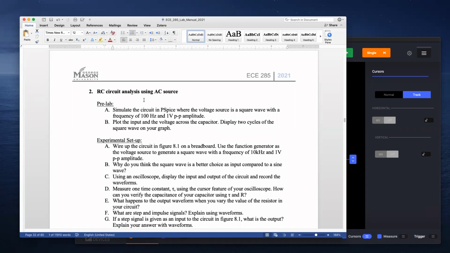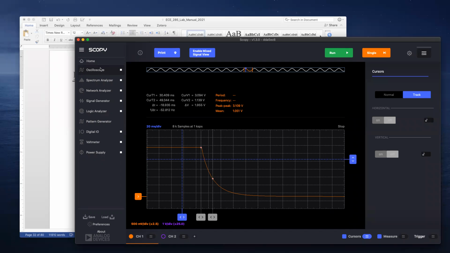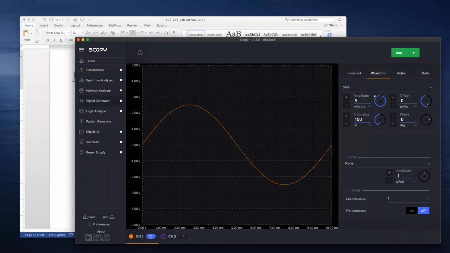Experiment 2 is just sending in an AC signal with a 1 volt peak to peak, actually 2 volts peak to peak, and 100 hertz. So I'll go to my signal generator, switch this to 2 volts peak to peak at 100 hertz, and then click run. I'm still measuring the voltage drop across the capacitor. You could also measure the input voltage, so that's what I'm going to do right now. I have channel 2 measuring the input voltage and channel 1 measuring the voltage drop across the capacitor.